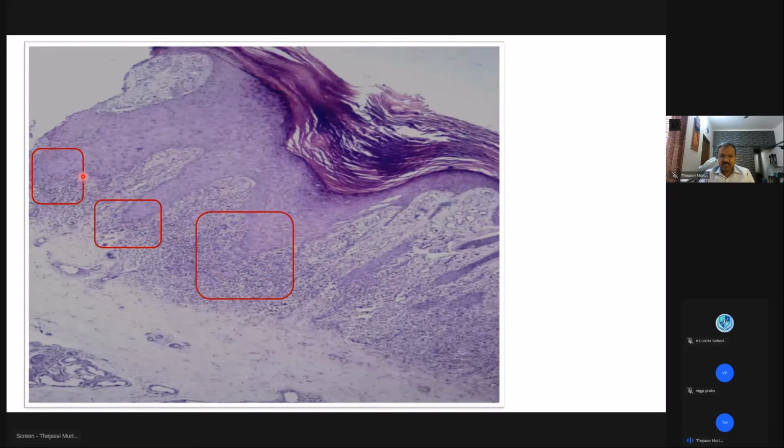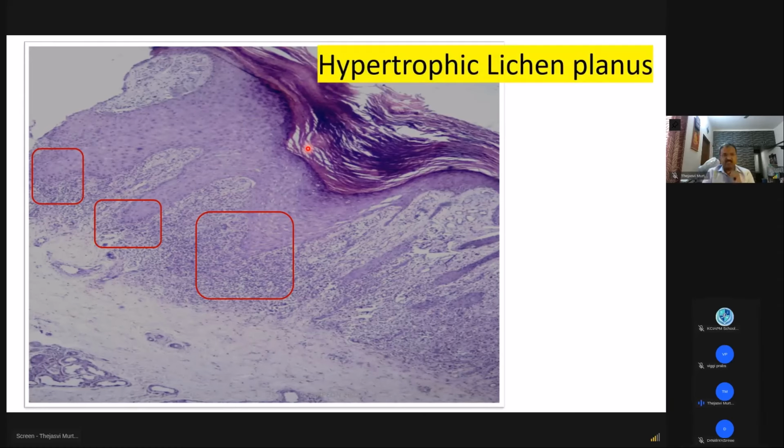See here in the elongated rete. This is characteristic with the hyperkeratosis, prominent granular layer, etc. This is a characteristic feature of hypertrophic lichen planus, that when you see the inflammatory response or the interface inflammation, it is restricted to the basal layer, or the elongated rete ridges only.